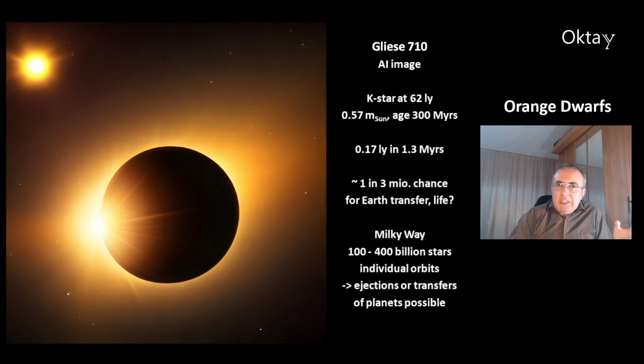But the Milky Way contains 100 to 400 billion stars, each with their individual orbits. So that makes it very likely that this kind of incident could happen. For example, ejections or transfers of planets would be very well possible if one star in the Milky Way is approached by another star. And that was today's video about K-type stars, the orange dwarfs.